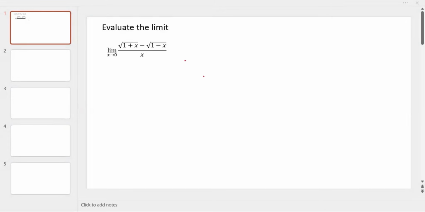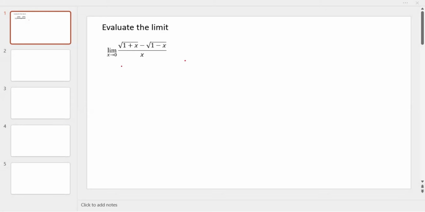So we have the question: evaluate the limit as x tends to 0 of this function. To solve this question, the first thing we are going to do is try and see if, by direct substitution, we can get the value that this limit attains as x approaches 0.